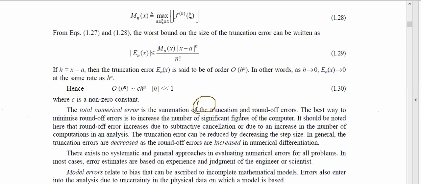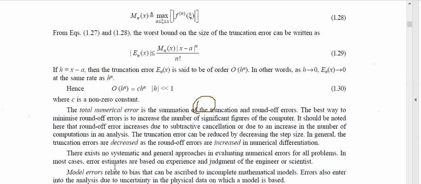I mean to say here, they have just made some remarks or observations on the truncation error. If you want to minimize the truncation error, then we have to minimize the number of steps in the computational process. As the number of computational steps increases, that much the truncation error also increases. So model error relates to bias that can be ascribed to incomplete mathematical models. This will also depend on the make of the computer.